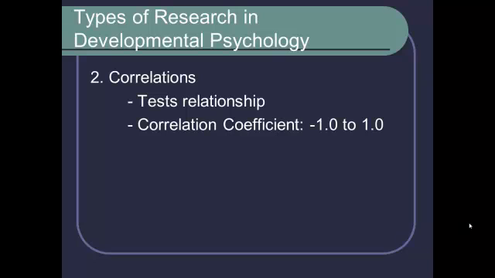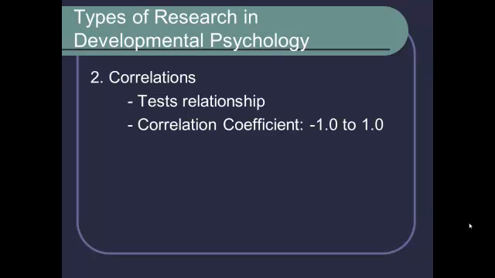A negative correlation coefficient says there's a negative correlation or a negative relationship, and that basically means as one variable increases, the other one decreases, or vice versa. So for example, if there was a negative correlation between the age you were and the number of friends you had, that would mean that the older you were, the fewer friends you would have.